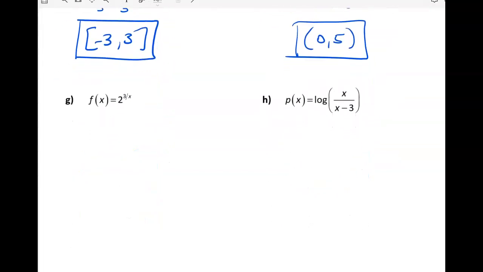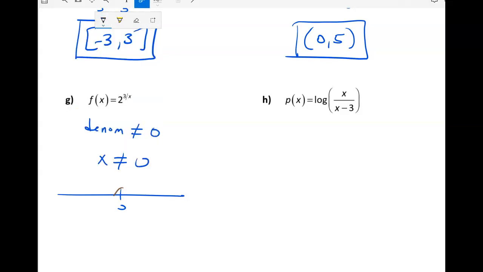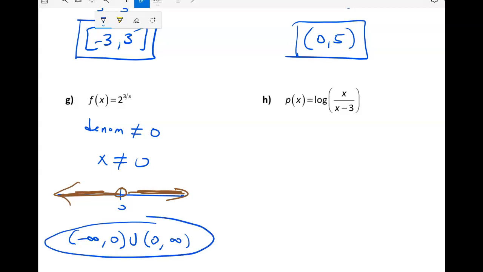Let's take a look at a couple more. Another exponential function in G. This one doesn't have a logarithm, it doesn't have a square root, but it does have a division. And with divisions, we know that the denominator can never equal 0. So that means that x can never equal 0. On a number line, that would look like just the number 0 excluded. So that's going to be the interval from -infinity to 0 union interval from 0 to infinity.